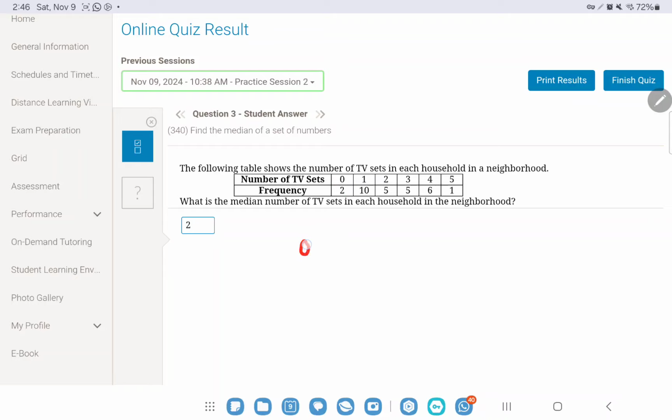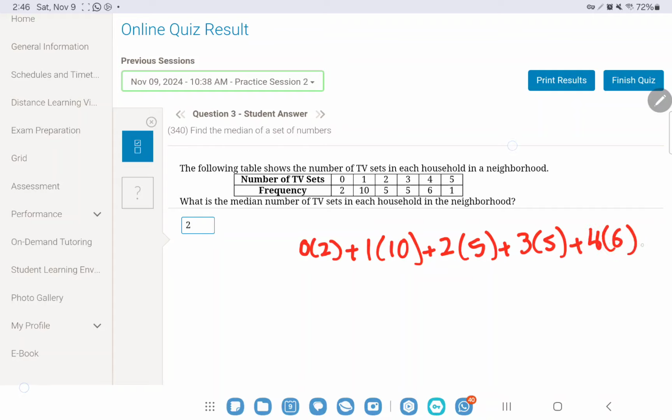So you're gonna do 0 times 2 plus 1 times 10 plus 2 times 5 plus 3 times 5 plus 4 times 6 plus 5 times 1. Then we're gonna see what we get. And let me do it on my calculator. 10 plus 15 plus 24 plus... You're gonna get 64.